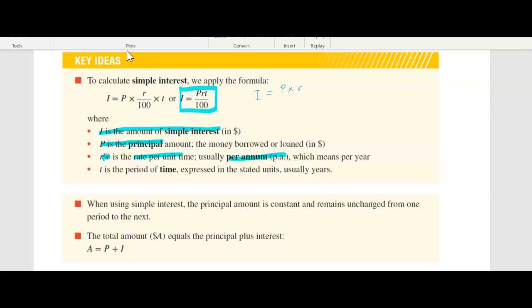The words per annum, you might say, just mean per year. And then there's a times T. So T stands for time, and time is usually expressed in years. If it's given to you in months, you need to convert it into years. All right, so we divide by 100. So that's our formula. If you like, you can put your multiply signs in between the P, R, and the T.